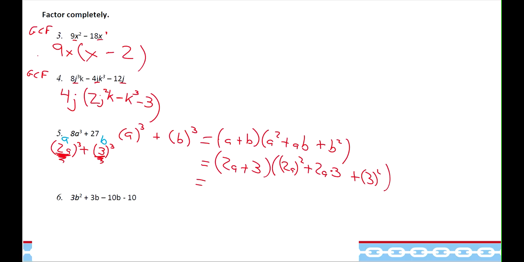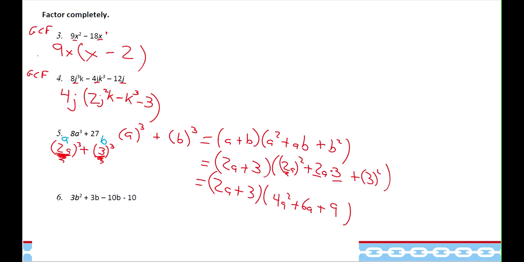I've done all my substitution, and then I just do any simplifying I can over on the far right side. So 2 squared is 4, and a squared is a squared. 2a times 3 would be 6a, and then 3 squared is 9. That's probably one of the more difficult problems on the test.